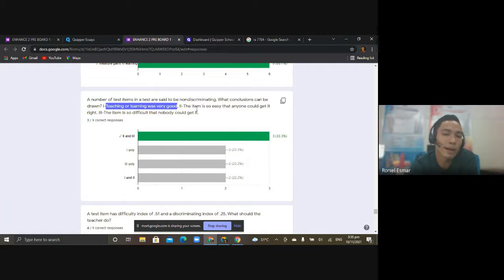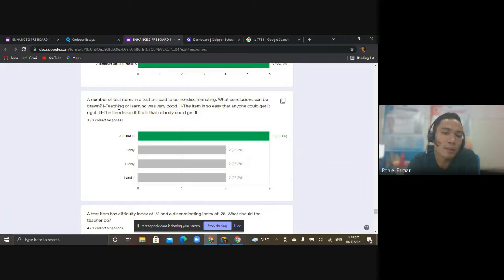Number 2, the item is so easy that anyone could get it right, which is correct if it's non-discriminating. And then what can we do if it's identified as an item which is too easy? If it's non-discriminating, we discard the test item. We replace it, because if it's too easy, it will not cater to critical thinking among the students. That is why it is considered a non-discriminating item.